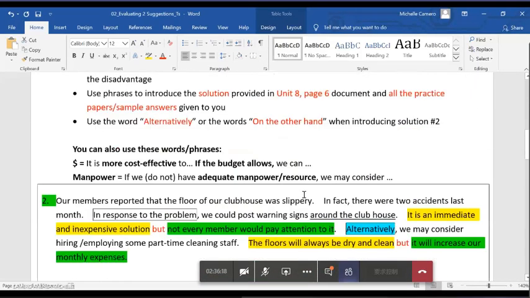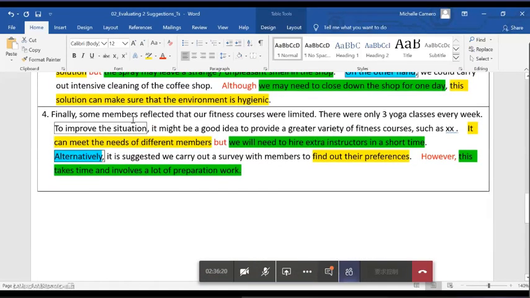Let's see. It says, finally, some members reflected that our fitness courses were limited. There were only 3 yoga classes every week. To improve the situation, it might be a good idea to provide a greater variety of fitness courses such as XXX. Okay, so that's solution 1.